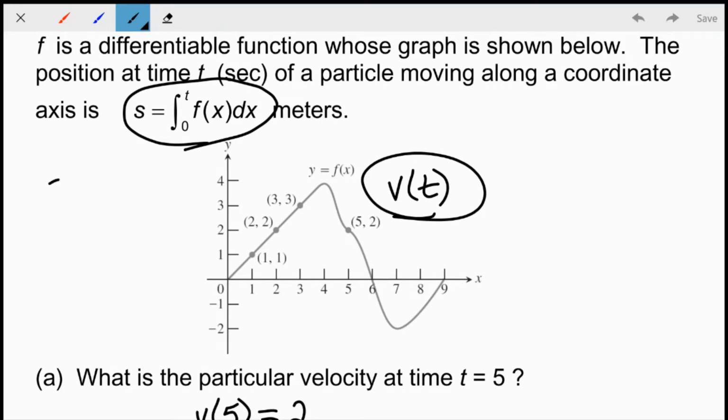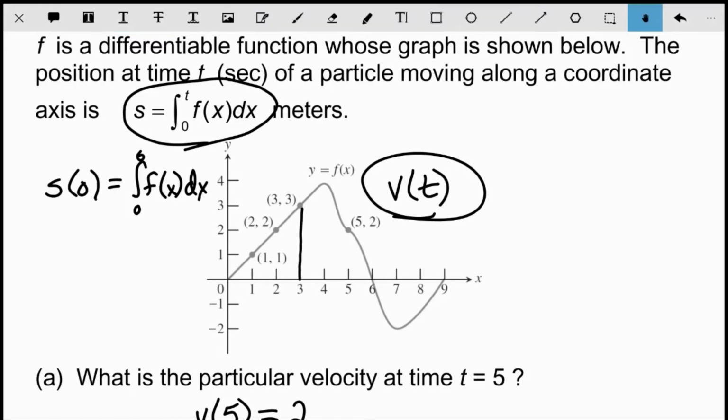Because if you think about this, the position at time 0 would be the integral from 0 to 0 of f of x dx, right? So that's telling me that the initial position is 0. So if I can find the area underneath this curve between 0 and 3, that's going to give me the final position because I'm just adding that area to the 0 position that we started with.